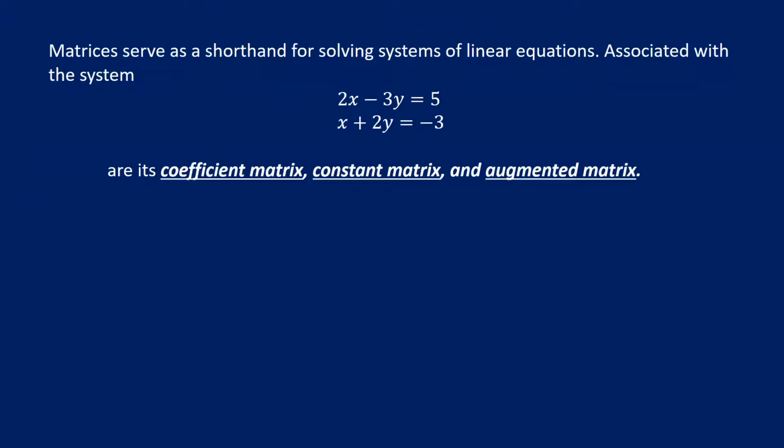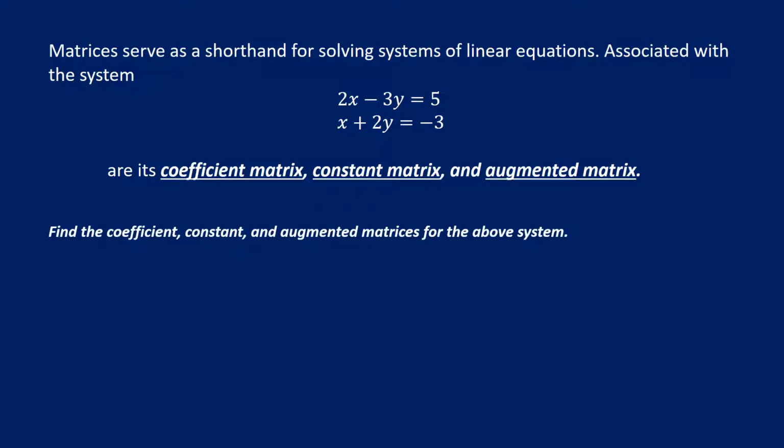Matrices serve as a shorthand when solving systems of linear equations. So associated with the system 2x minus 3y equals 5, and x plus 2y equals -3, we can find coefficient, constant, and augmented matrices. So let's do that for this system.